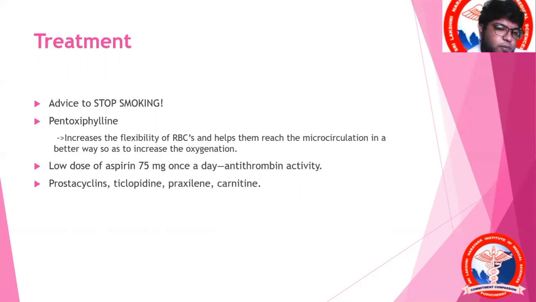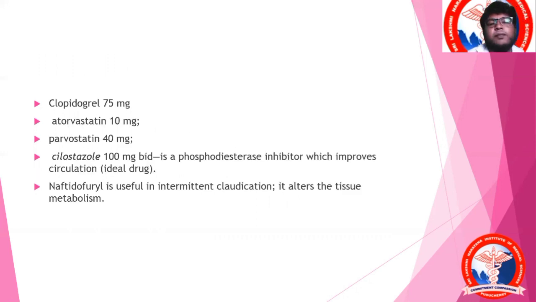Prostacyclins, ticlopidine, praxilene, carnitine are also used. Clopidogrel 75 mg, atorvastatin 10 mg, rosuvastatin 40 mg. Cilostazol 100 mg BD is given as it's a phosphodiesterase inhibitor. It improves circulation. It is considered to be an ideal drug.